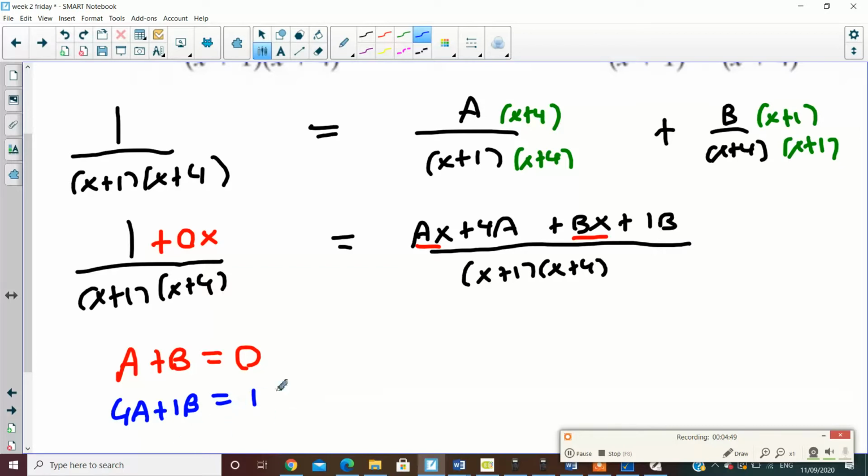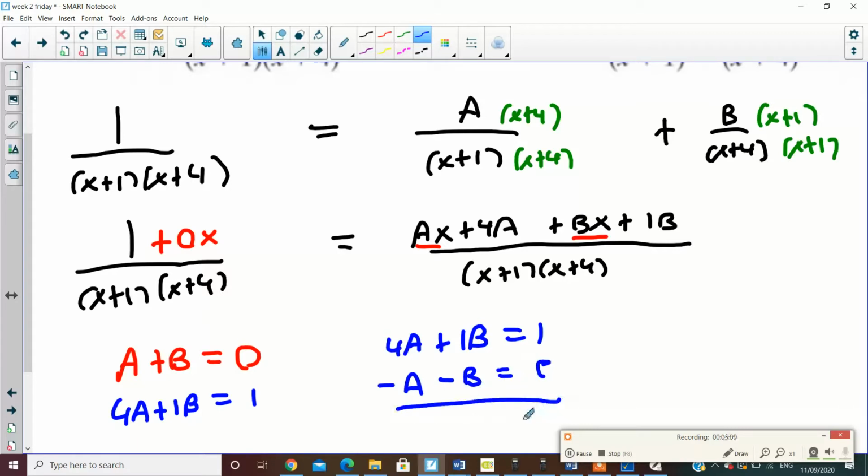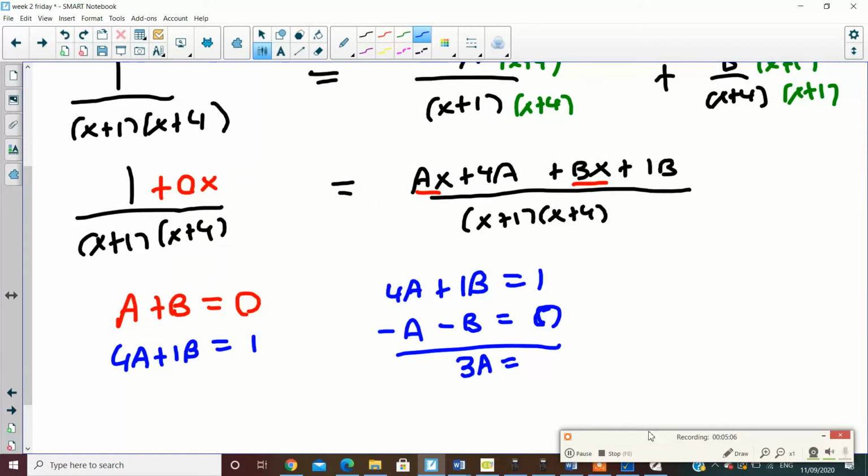I'm going to subtract the top one, it's easier. Subtract minus a minus b equals 0, and we find out that 3a equals 1, so a equals a third. Okay, if a equals a third, what's b equal to? Minus a third. Okay, have I got full marks for this question?